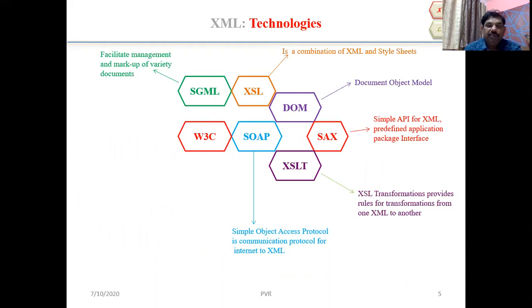SGML. SGML means Standard Generalized Markup Language. It is used to facilitate management and markup of a variety of documents. And then XSL, which means Extensible Style Sheet Language, is a combination of XML documents, XML programs, and style sheets, CSS style sheets.